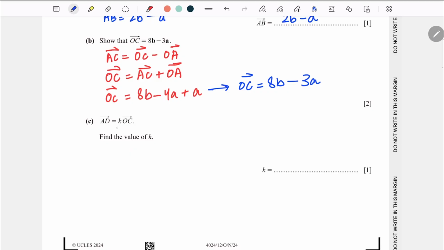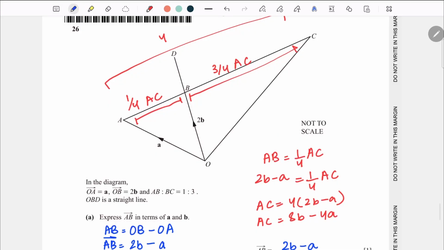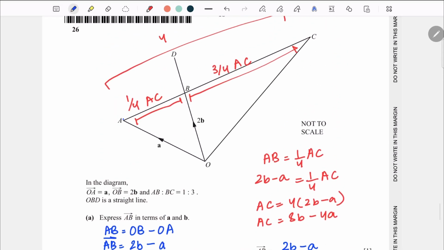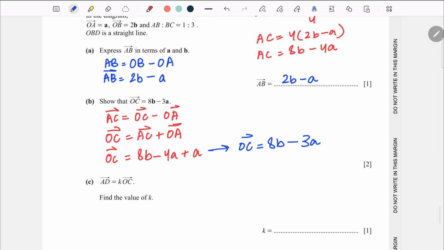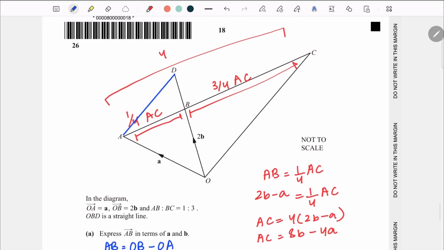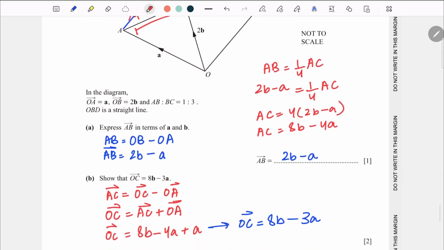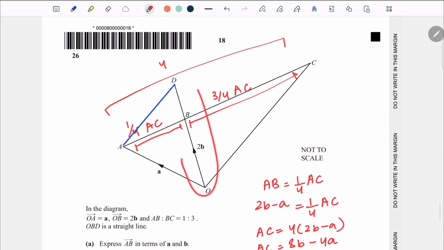Part c, AD is equal to k OC. Find the value of k. Now, we have to find AD. AD is basically this line, and it's stating that AD is equal to k OC. OC is this line right here. OC is a multiple of AD. And so, we can also say that OD is a multiple of OB.